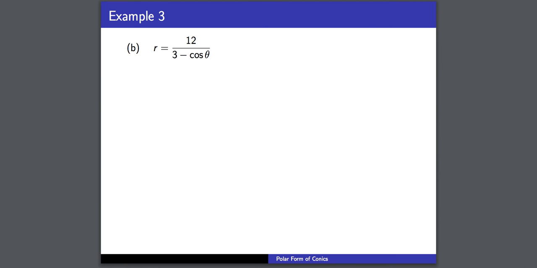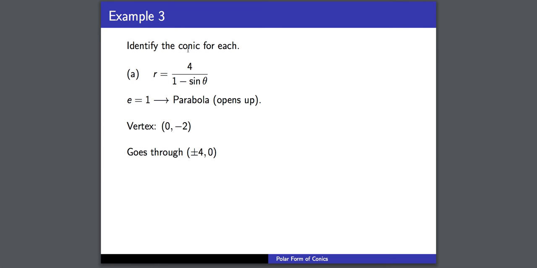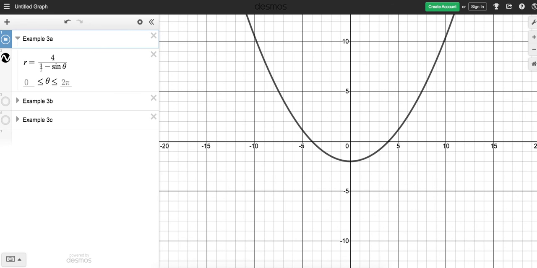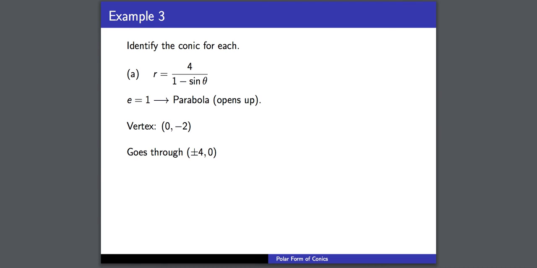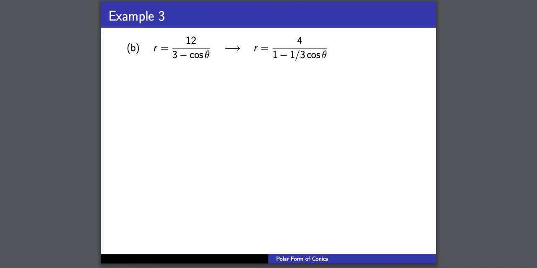In part B, we have 12 over 3 minus cosine of theta. Well, in this one, notice the 3 that we have down below. In the last example, we had 1 minus, and in our other examples, we also had 1 minus. So if we divide everything by 3, we get 4 over 1 minus 1/3 cosine theta. So notice this time that e equals 1/3.